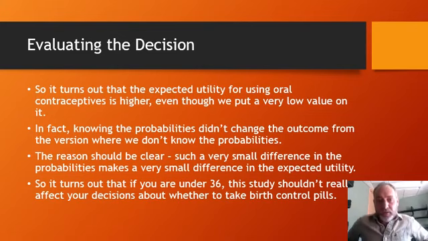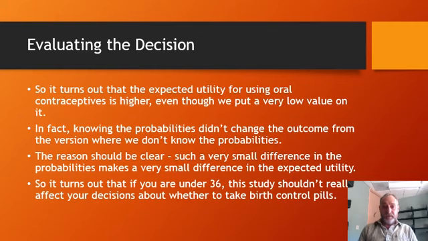So that should be interesting, right? Turns out expected utility for using oral contraceptives is higher, right? Even when we put a very low value in, like I said. And in fact, in this case, it turned out that knowing the probabilities didn't actually change the outcome from the version where it was decision making with uncertainty, and we didn't know the probabilities. And the reason for that should be fairly obvious, right? It's a very small difference in the probabilities. In either case, the probabilities were very low of breast cancer.